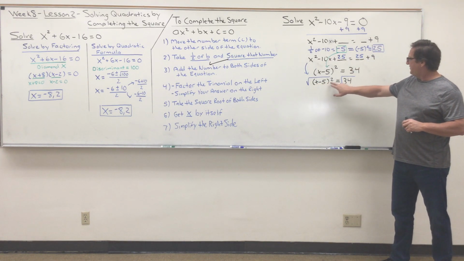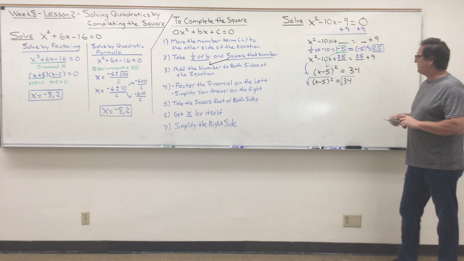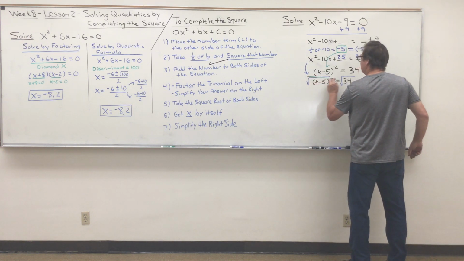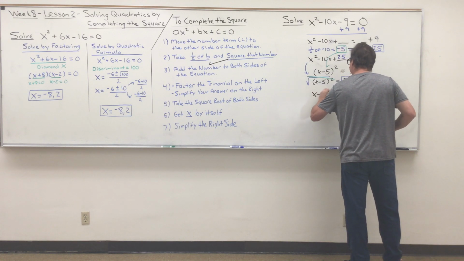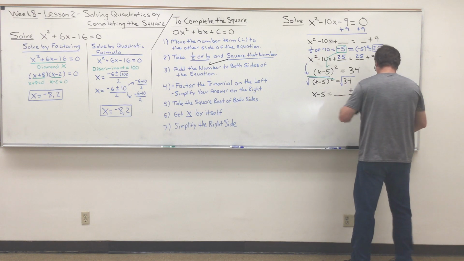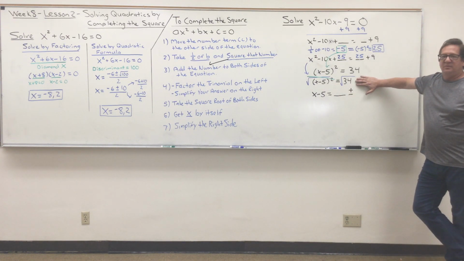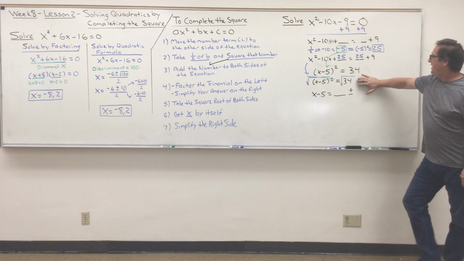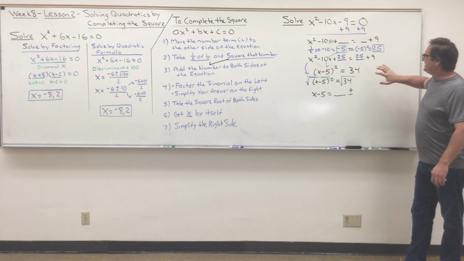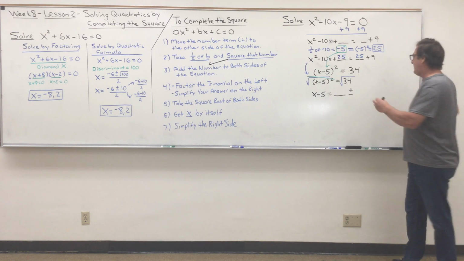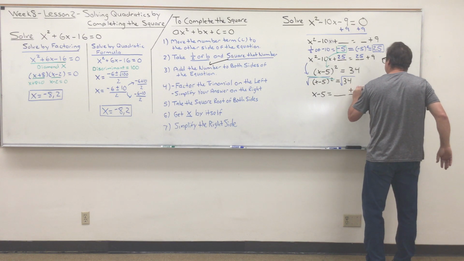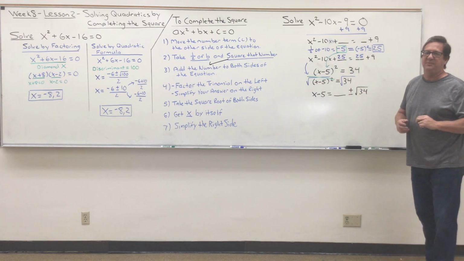So we have x minus 5 squared, and we have the square root of 34. And we're going to see if the square root of 34 simplifies, but we're not going to change it to a decimal. We're going to simplify the radical if we can. And the square root of 34 does not simplify. It doesn't break down, and so we simply would leave it as the square root of 34.